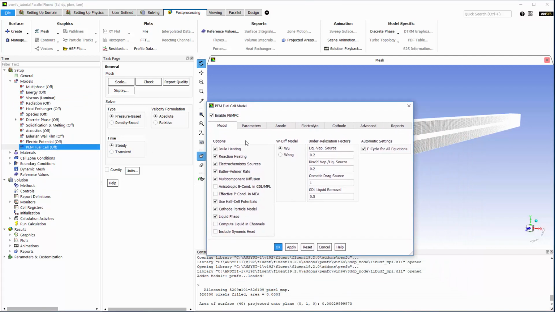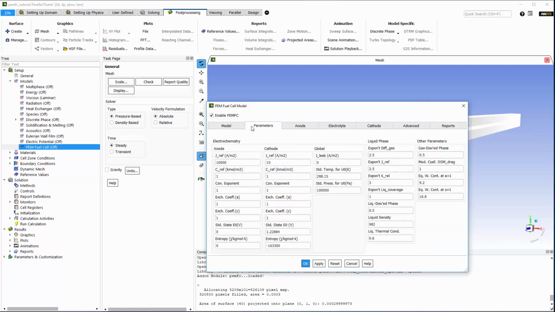Under the Model tab, I can change the model types and relaxation factors used. For this case, I will keep the default options. Under Parameters, values describing the electrochemical and material properties may be manipulated. Again, I will keep the default parameters.